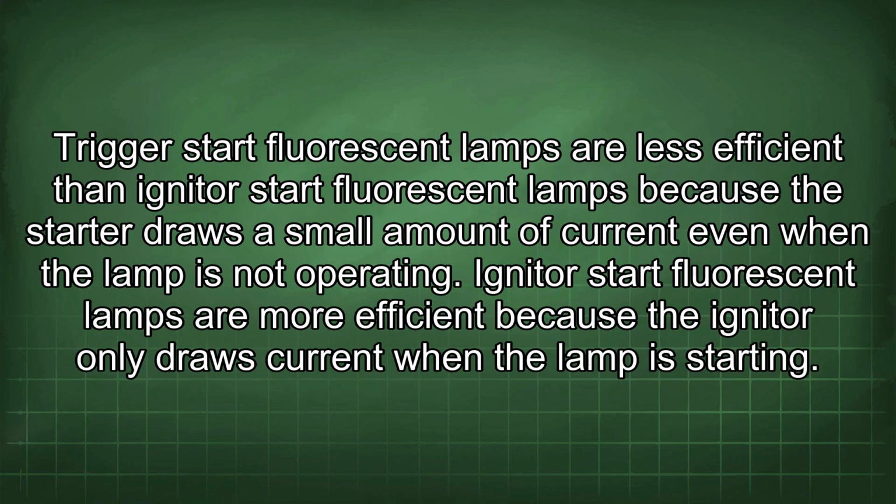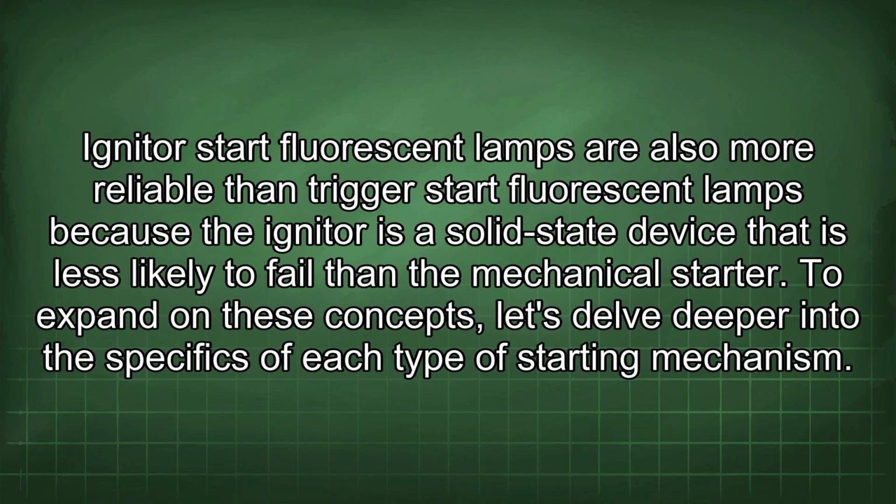Trigger start fluorescent lamps are less efficient than ignitor start fluorescent lamps because the starter draws a small amount of current even when the lamp is not operating. Ignitor start fluorescent lamps are more efficient because the ignitor only draws current when the lamp is starting. Ignitor start fluorescent lamps are also more reliable than trigger start fluorescent lamps because the ignitor is a solid-state device that is less likely to fail than the mechanical starter.